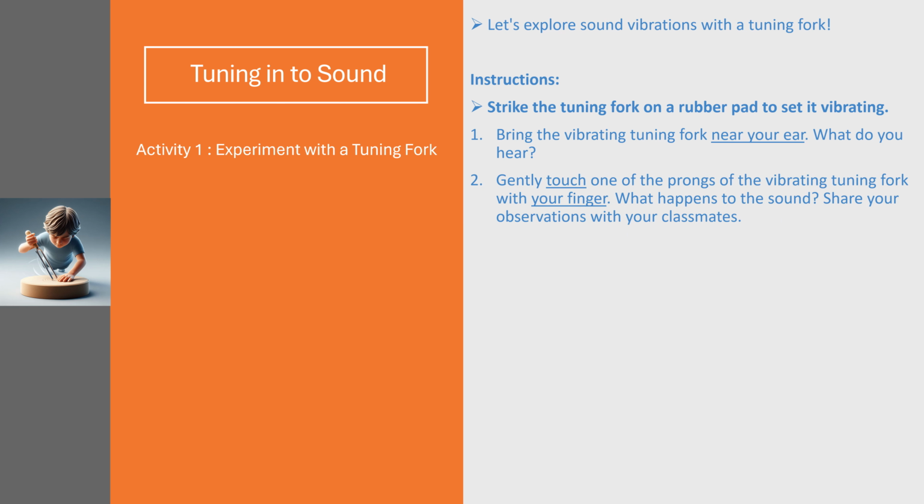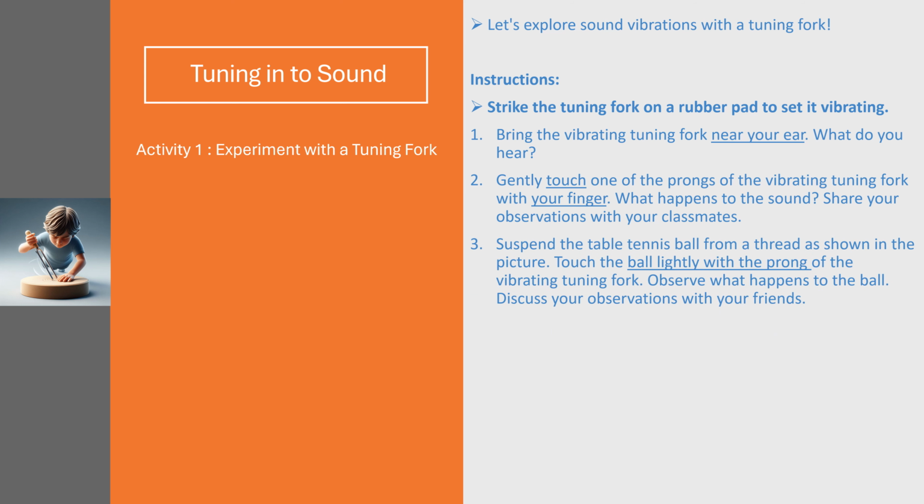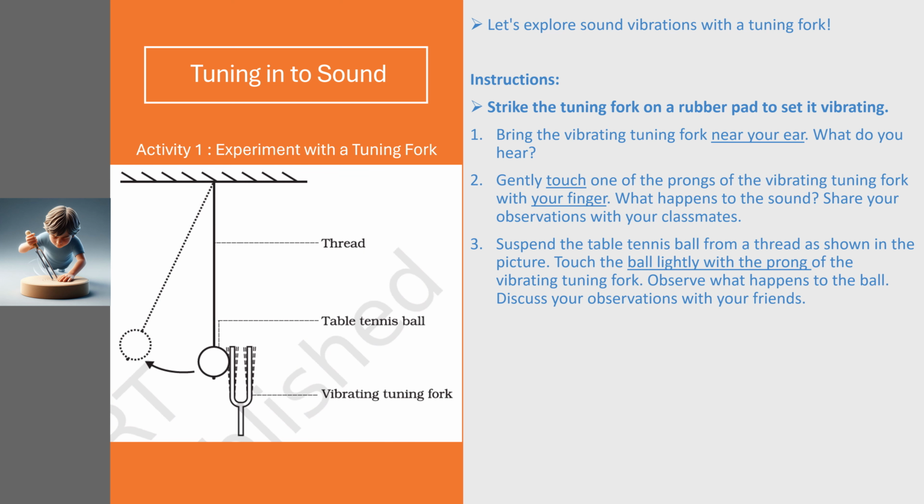Gently touch one of the prongs of the vibrating tuning fork with your finger. What happened to the sound? Share your observations with your classmates. Then third one. Suspend the table tennis ball from a thread as shown in the picture. Touch the ball lightly with a prong of the vibrating tuning fork. Observe what happens to the ball. Discuss your observations with your friends.